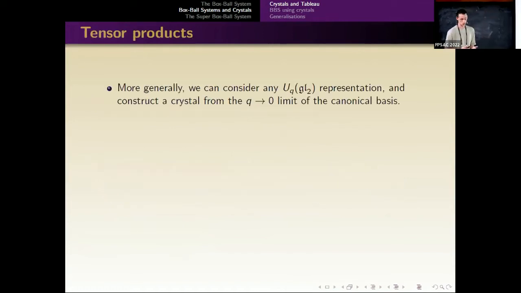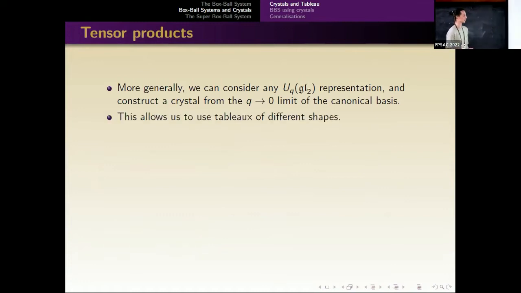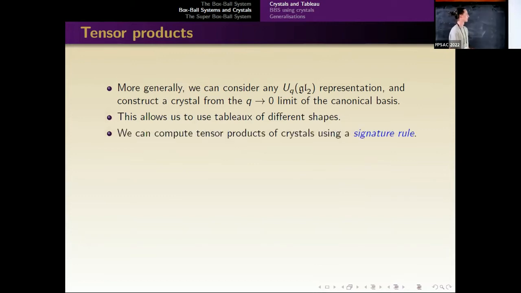Okay, so more generally, we can consider any U_q(GL2) representation, and we can construct the crystal from the q to 0 limit of the canonical basis. This allows us to have tableaux of different shapes, and we can compute the tensor product of these tableaux or crystals using a signature rule.